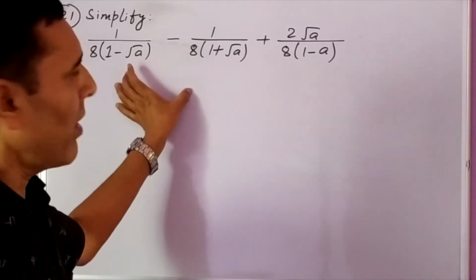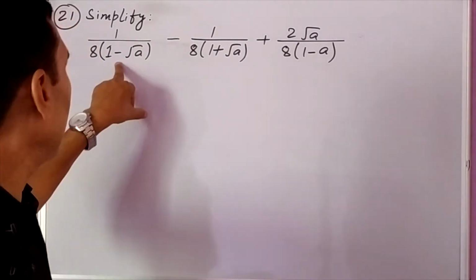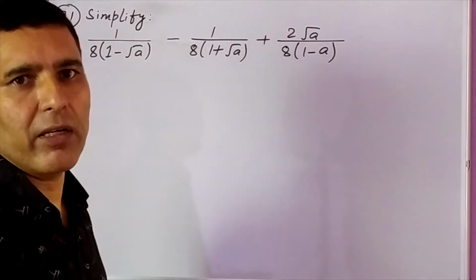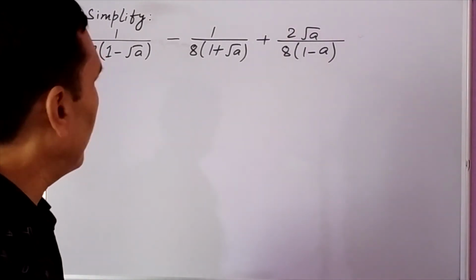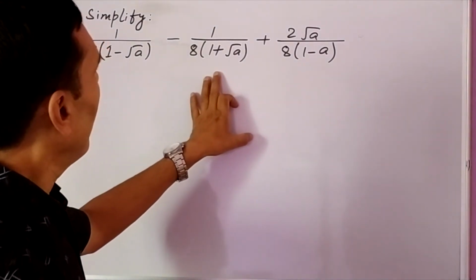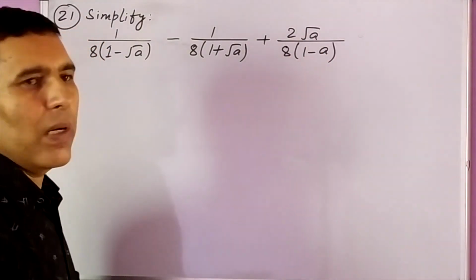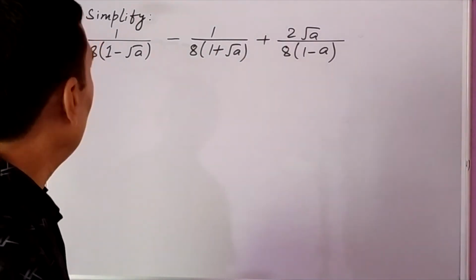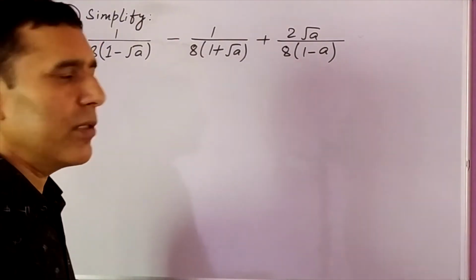If you take the LCM from the first two terms, this 1 minus root a and 1 plus root a, when they multiply, they are conjugates of each other, so the root will be removed. From there also we get 1 minus a, and the last denominator is 1 minus a already. So in this way we can simplify it easily. Let's start taking the LCM in the first two terms.